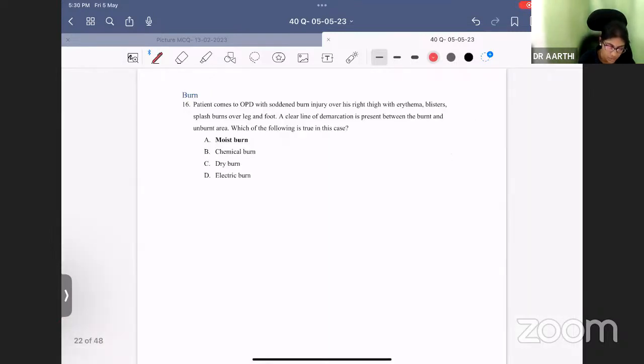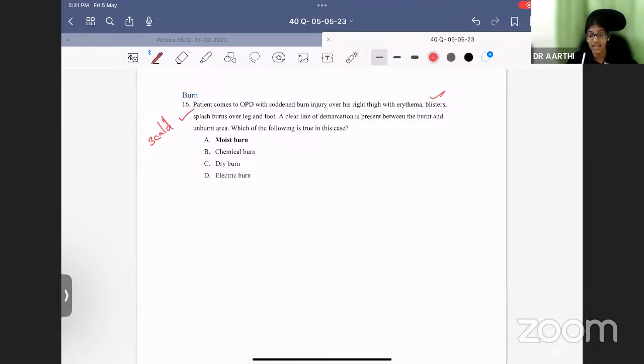Okay. Next question, burn patient. A patient comes to OPD with a sudden burn injury on the right thigh, blisters are there, splash marks are there. Of course, it is a scald. Splash means only two things, right? It is either hot liquid or it is chemicals. Only those can splash. The third is electrical, right?